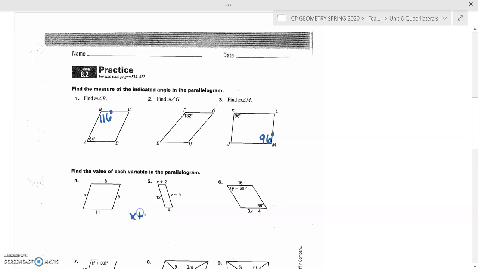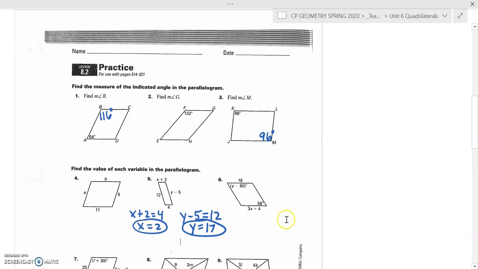I'm going to have x plus 2 equals 4. And then I'm also going to have y minus 5 equals 12. All right, so in solving those, here I get x equals 2. And for y, I get y equals 17. And I'm done. All right, next, number 8.